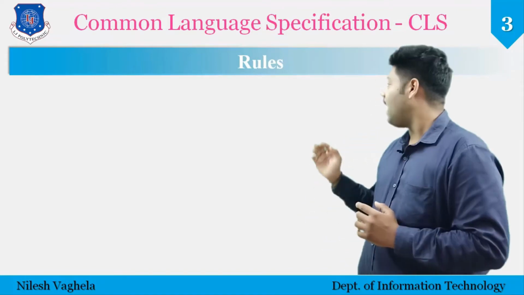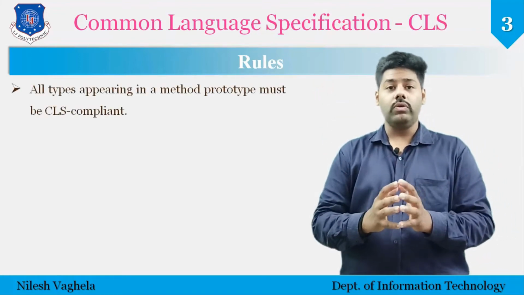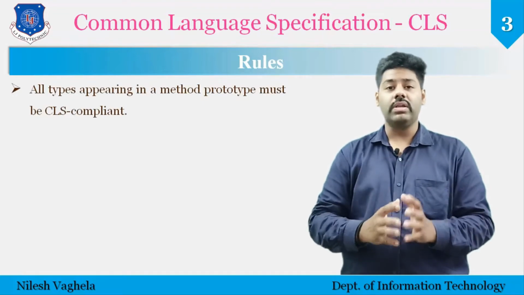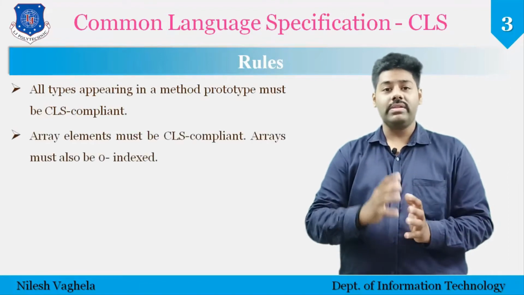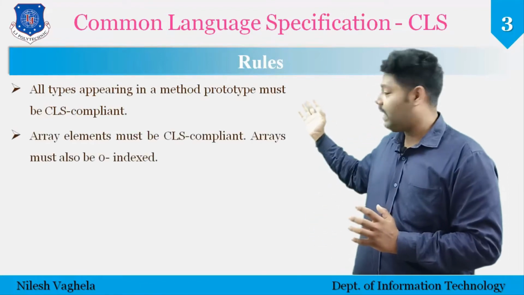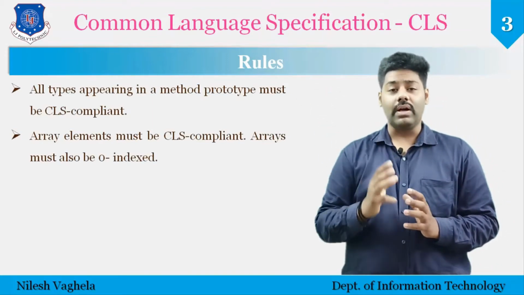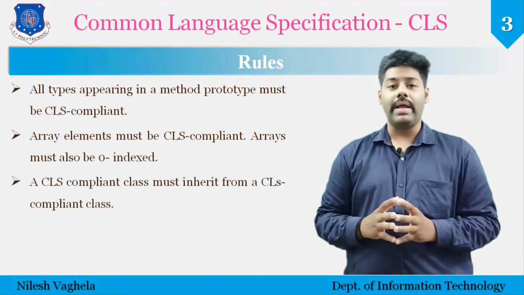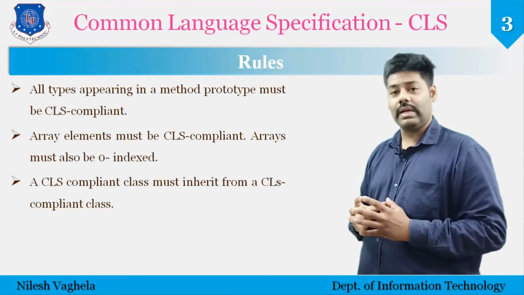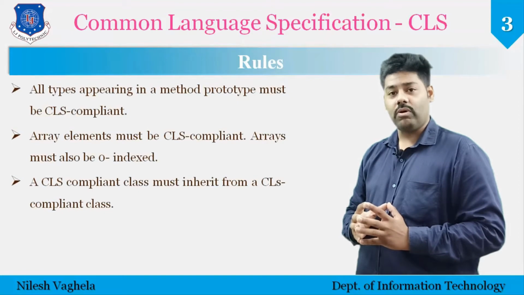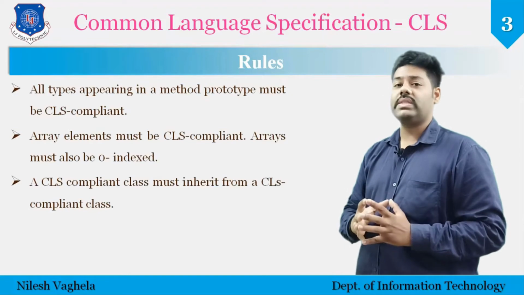The rules are: all the types appearing in function prototyping have to be CLS compliant. So if we have data types in our function, they have to be CLS compliant or supported. The second rule says array elements must be CLS compliant and the array index must start with 0, that is, zero indexed. The third rule says if a CLS compliant class is inheriting another class, that parent class has to be CLS compliant as well. So if we are using inheritance, both the parent class and the child class have to be CLS compliant.